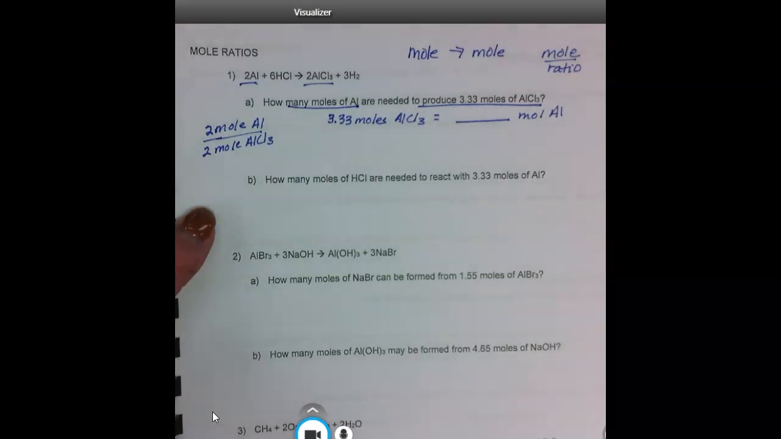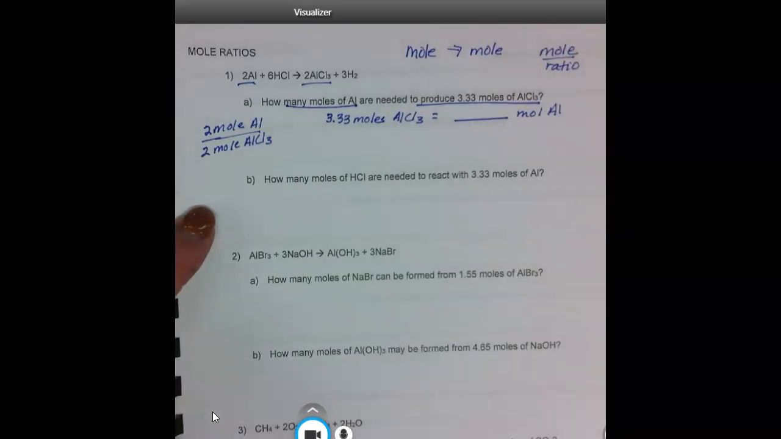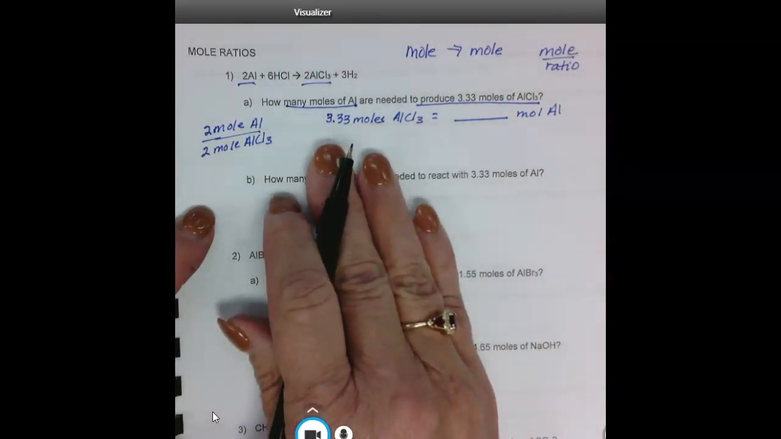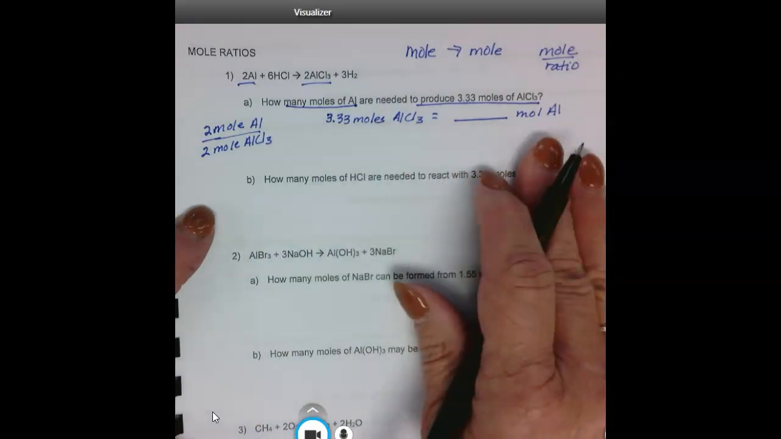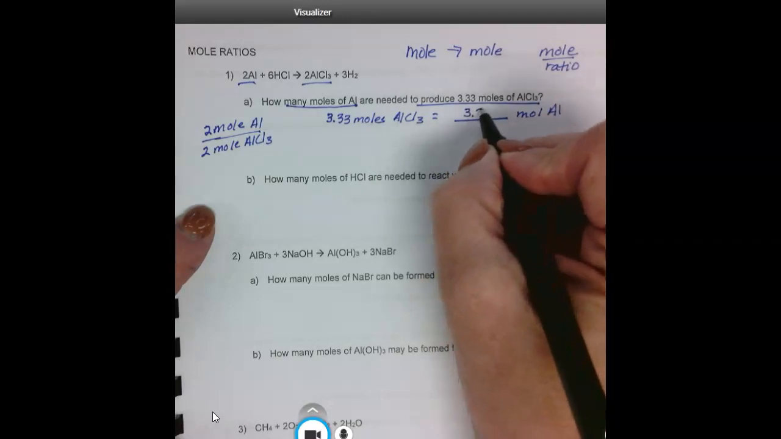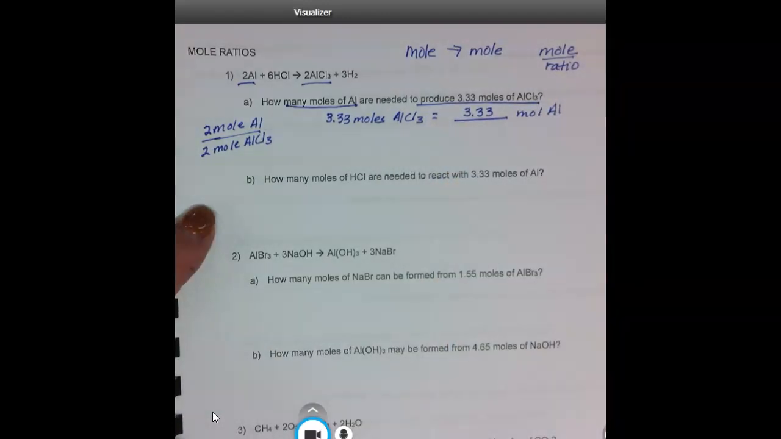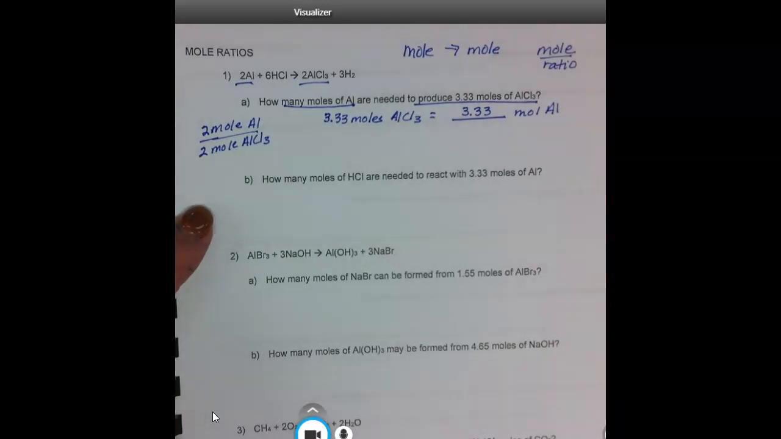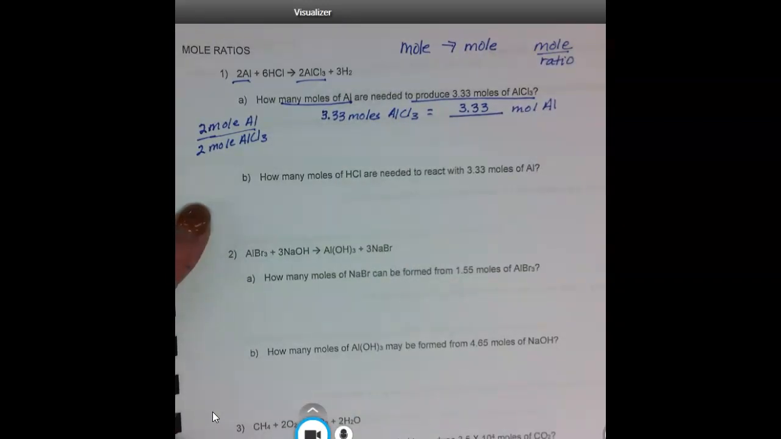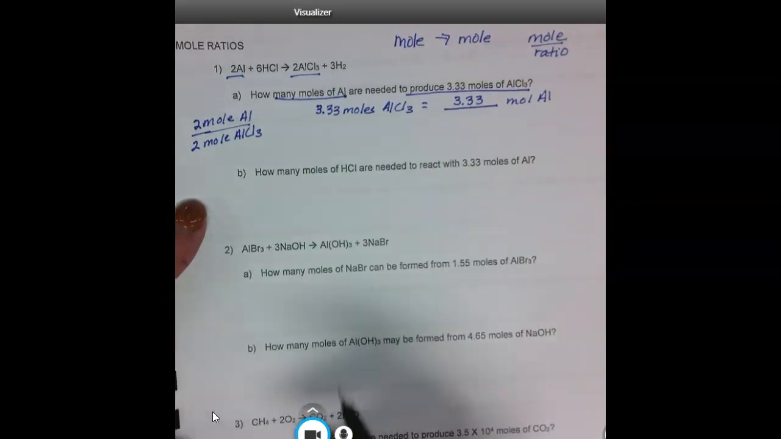Now, this works out pretty nice because it's going to be a 1-to-1 ratio. And if it is a 1-to-1 ratio, then we're going to know that the number of moles of aluminum that I need is going to be exactly the same as the moles of aluminum chloride that I need to produce. And so I already know my answer. Okay? That is because it's a 1-to-1. Now, only because it's a 1-to-1. Now, let's talk about how we're going to show our work to verify this, or to make sure that we're backing up our answer with some kind of work.